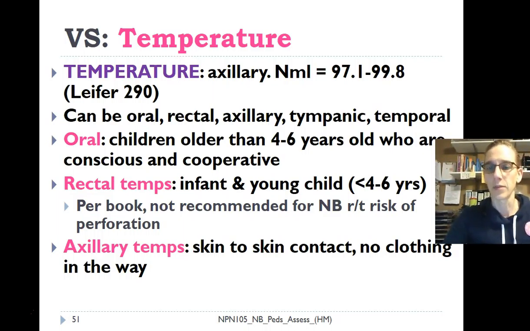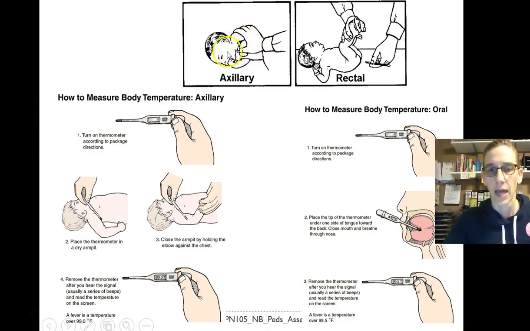All right, so here's your picture for your axillary temperature. Oftentimes, this one has the thermometer hanging out. I often can't get a really accurate reading unless I do an axillary temperature with the thermometer this way, so all the way under the infant's skin. Okay.